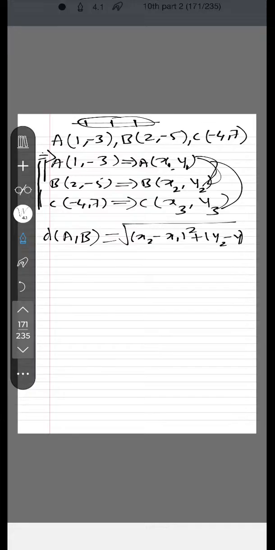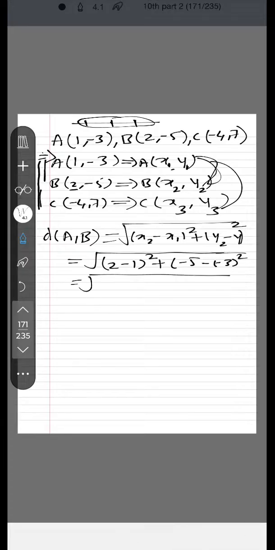Chalo. So (y2 minus y1) squared, simply, which is equal to the square root of... What is the value of x2 here? Which is 2, correct? So (2 minus 1) squared plus (minus 5 minus of minus 3) squared. So which is equal to the square root of 2 minus 1, which is 1 squared, plus minus minus plus. Okay, so minus 5 plus 3 is equal to minus 2, and minus 2 squared is what? 4.